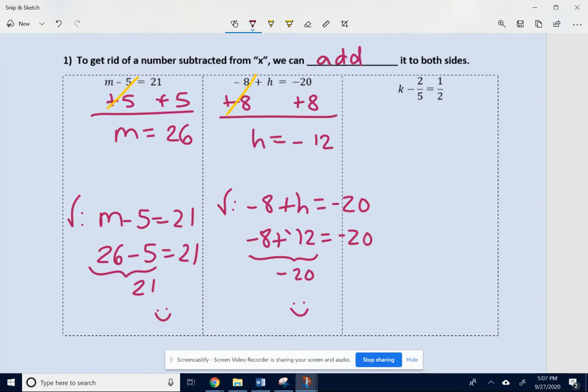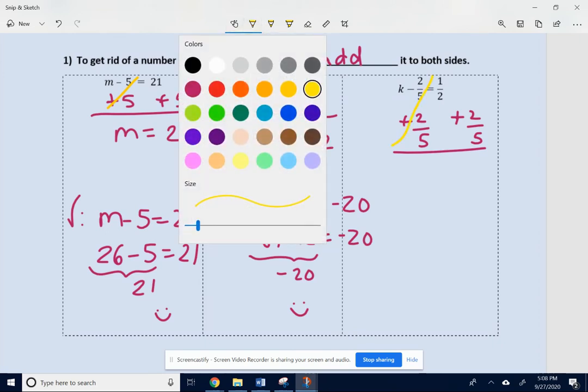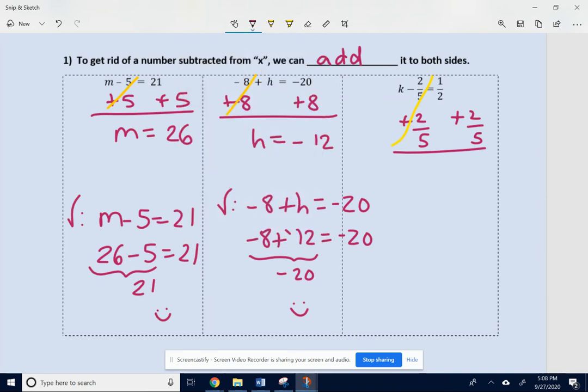Last one like this: k minus 2/5 is equal to 1/2. To get rid of a subtracted 2/5, I'm going to add 2/5 to both sides. The subtracted 2/5 and the added 2/5 just kind of go away. We're left with k on the left. We have to work a little harder here.